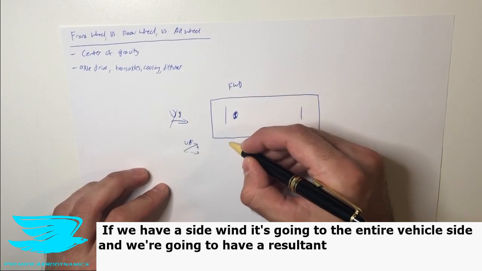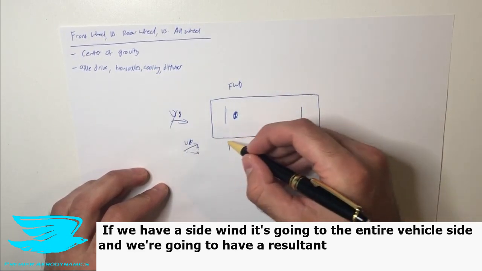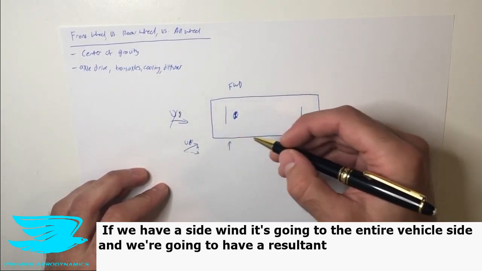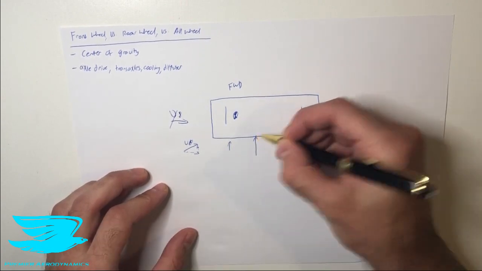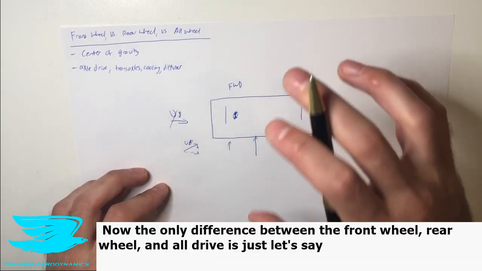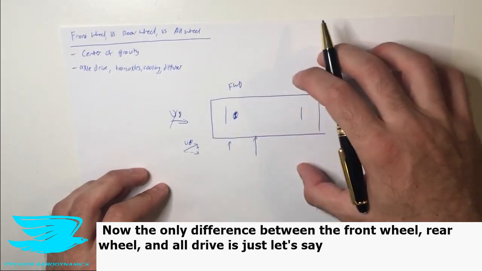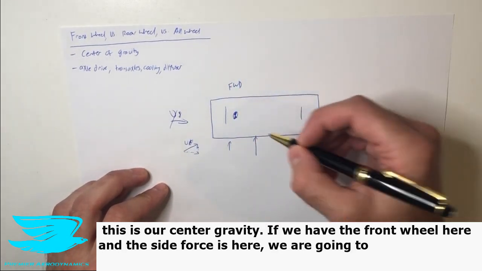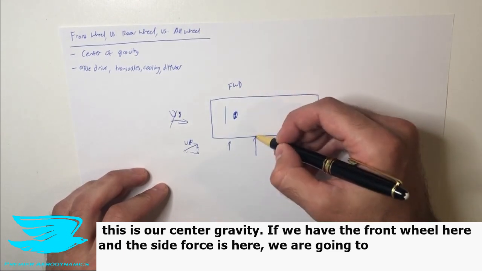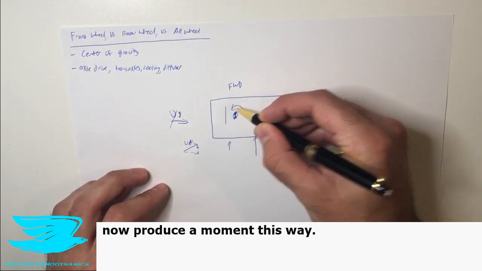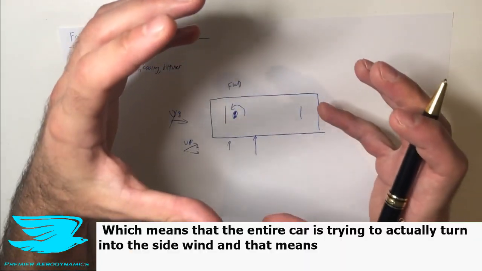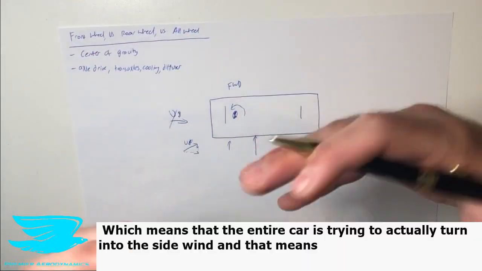Now let's talk about just the front wheel drive. If we have a side wind, it's going to hit the entire vehicle side, and we're going to have a resultant force, let's say here. Now, the only difference between the front wheel, rear wheel, and all drive is just, let's say, the center of gravity. If we have the front wheel here and the side force is here, we're going to now produce a moment this way, which means that the entire car is trying to actually turn into the side wind.